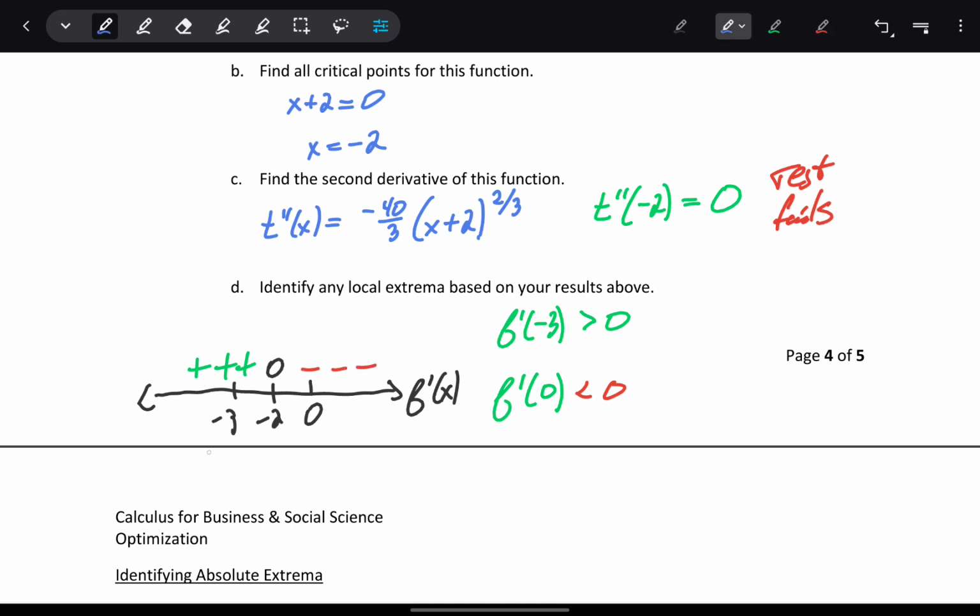And what we see is that our function is increasing up to x equals negative 2, and then changing to decreasing, meaning that we have a local maximum at x equals negative 2. If the second derivative test fails, we can continue to investigate using the first derivative and constructing a sign chart.